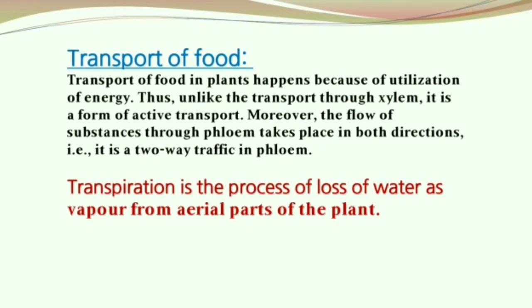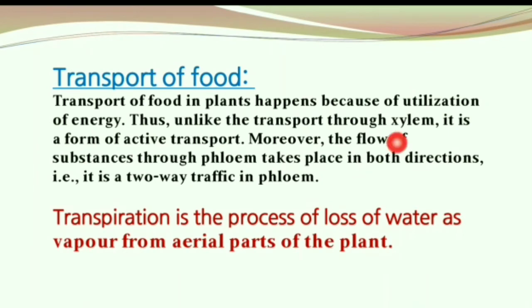Now coming to transport of food. Transport of food in plants happens because of utilization of energy. Thus, unlike the transport through xylem, it is a form of active transport. Moreover, the flow of substances in phloem takes place in both directions, such that it is a two-way traffic in phloem. Transpiration is the process of loss of water as vapor from aerial parts of the plant.